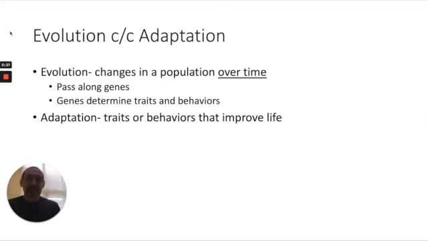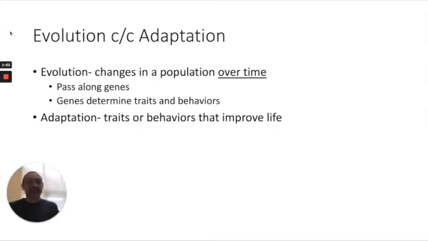This video is about the difference between evolution and adaptation. For our purposes, evolution refers to the change in a population over time. That makes it very difficult to observe these small changes that might happen over long periods of time, or even dramatic changes that happen in a relatively short period of time.